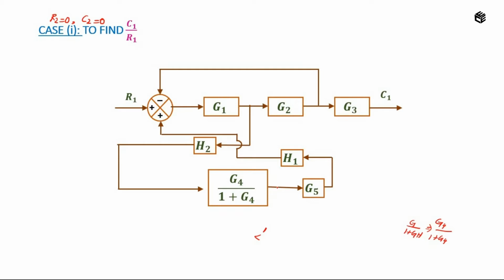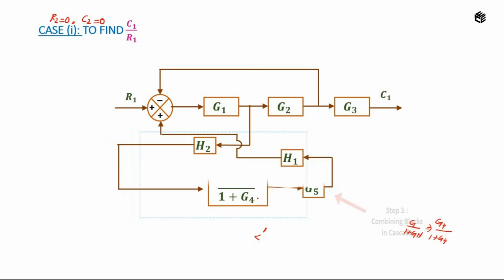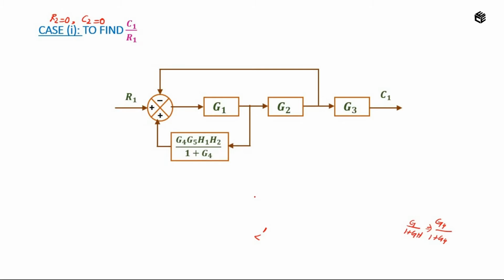Now on analyzing this block, I can say that the blocks H2, G4 by 1 plus G4, G5 and H1 are connected in series. As step 3, I can apply combining blocks in cascade. What is cascade? It is multiplication, correct? So I am going to multiply all these blocks. I will get the answer as G4, G5, H1, H2 divided by 1 plus G4. That is, this is my output.